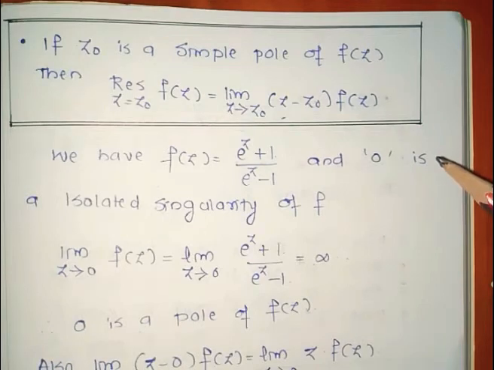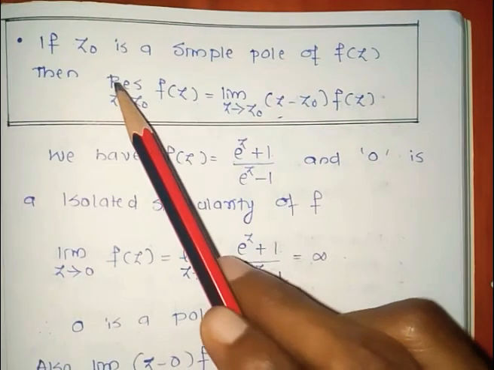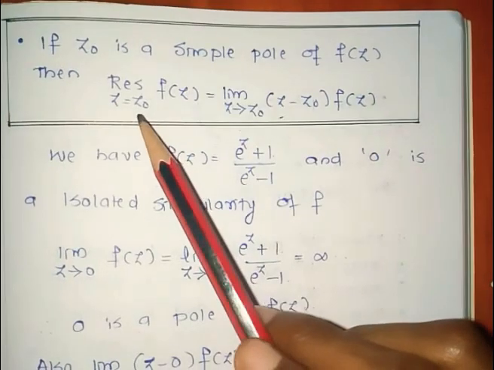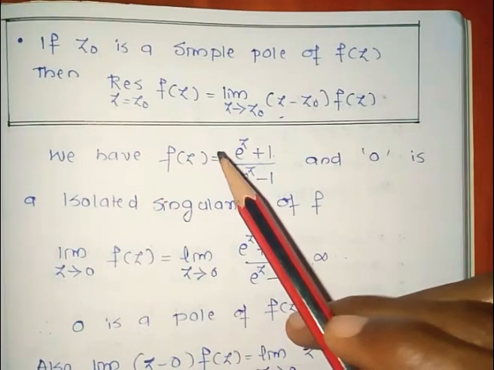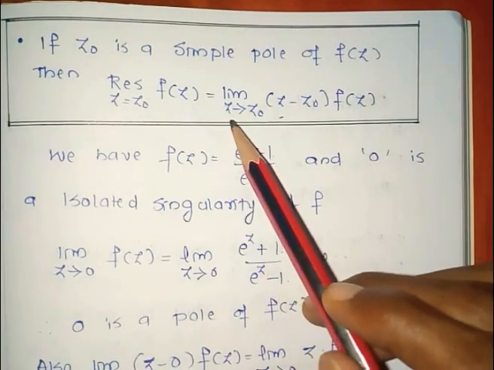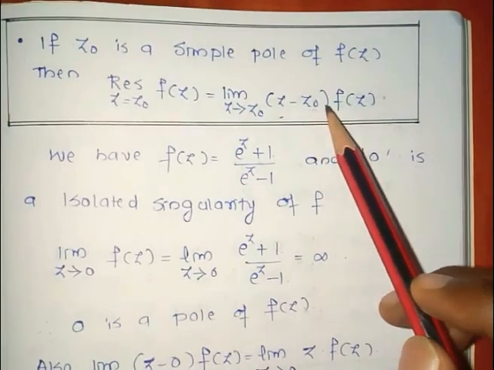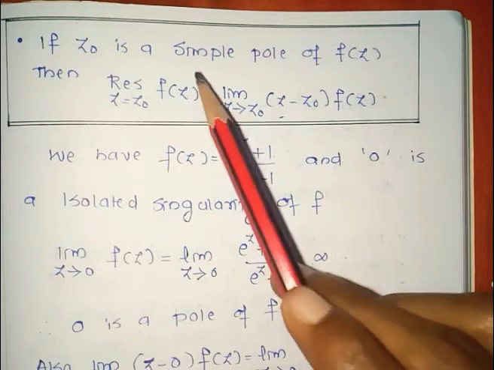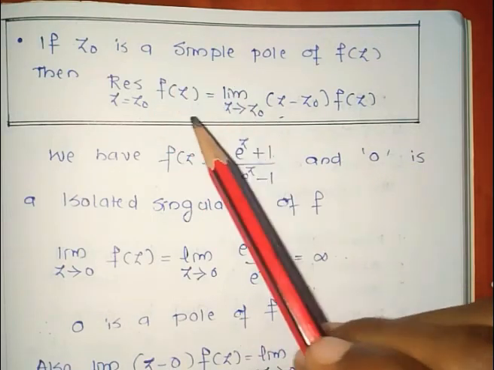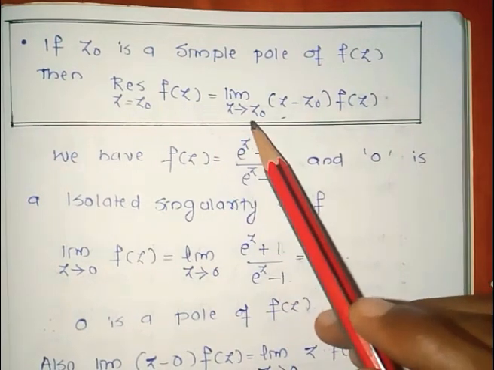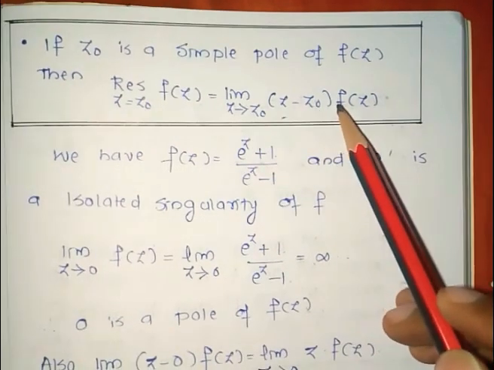Next we want to know a note. So note, if z naught is a simple pole of f of z, then the residue of f of z at z equal to z naught is equal to the limit as z tends to z naught of z minus z naught into f of z. That is, if z naught is a simple pole only, then we can compute the residue using this formula.